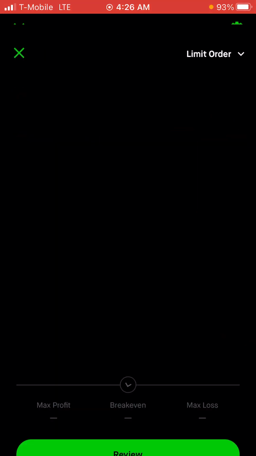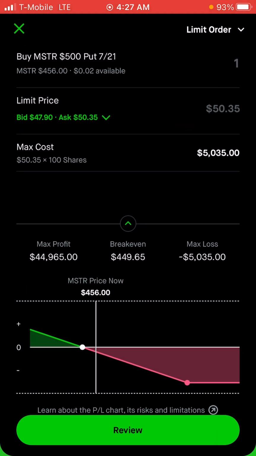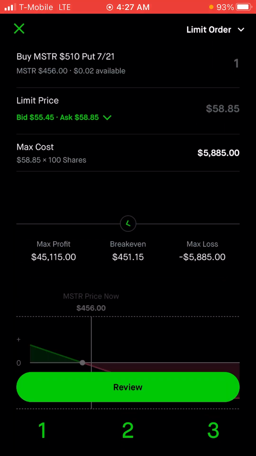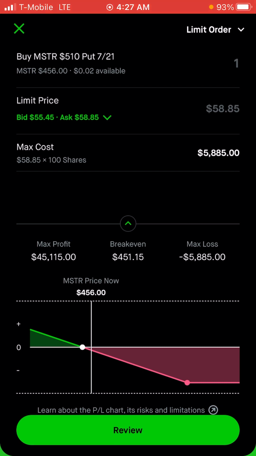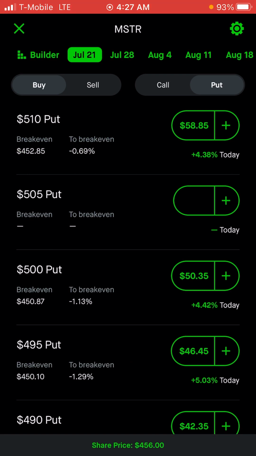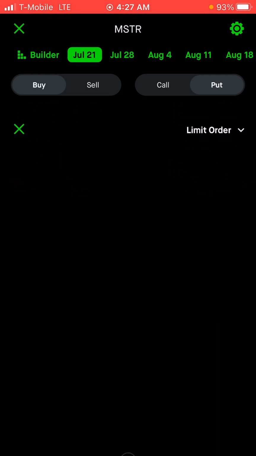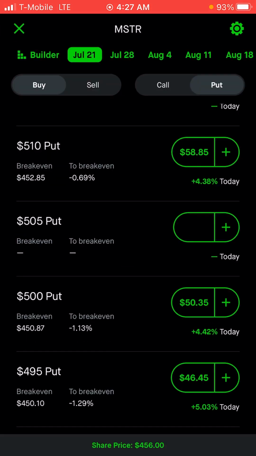I would probably go 5,000. Let's look at that one. Maybe I might do the $500 put here, or maybe even the 510 put, if I have it in. Because if we see right here, let's look at our percentage here. It doesn't really give us any other stats, but with this one, I would shoot for this one.